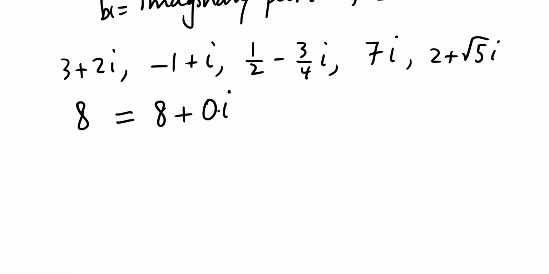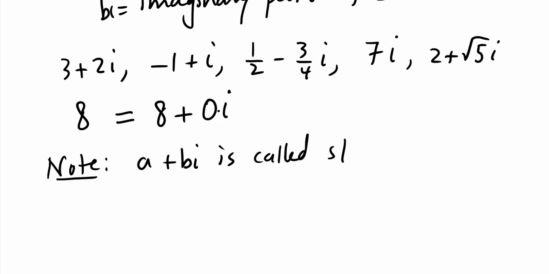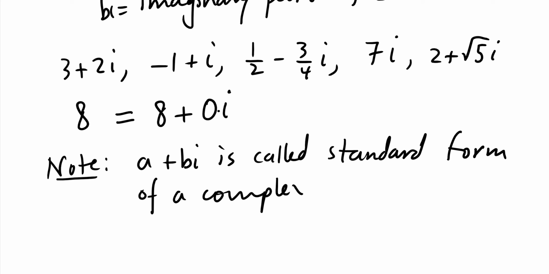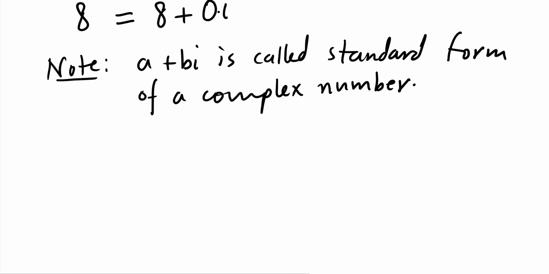So these are examples of complex numbers, and if you notice, I wrote all of them in the form a plus bi. So note that this form, a plus bi, is called the standard form of a complex number. Always, if you write some number plus some number i, that's the standard form of a complex number.